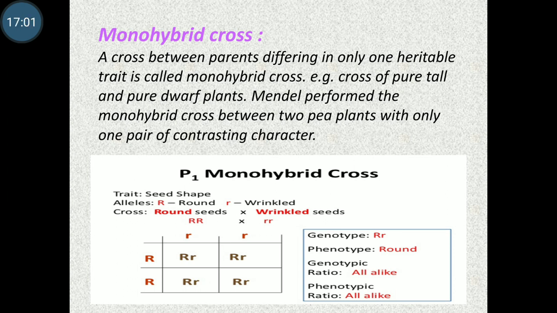P1 monohybrid cross. You can see in the chart, round is capital R, small r is wrinkled. These are the alleles. Then the alleles or the gametes are crossed. You can see in the chart, one is hybrid, that is capital R and small r. Again there is capital R, small r. Again there is capital R, small r. It means that in the F1 generation of a monohybrid cross, all the progeny is round.